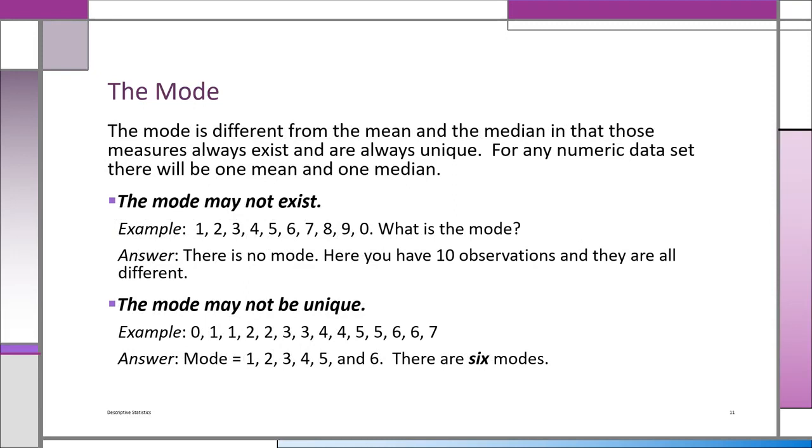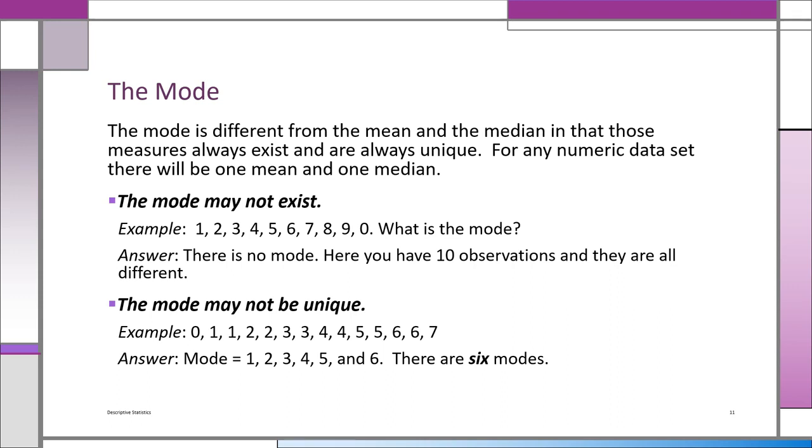Okay, let's look at some properties of the mode. The mode, unlike the mean and the median, which always exist, you may not have a mode, and it may not be unique. Look at the first problem. If I ask you, what's the mode? 1, 2, 3, 4, 5, 6, 7, 8, 9, 0. Well, it has no mode. Everything showed up once. 10 observations, there's no mode. However, there is a mean and there's a median, but no mode.